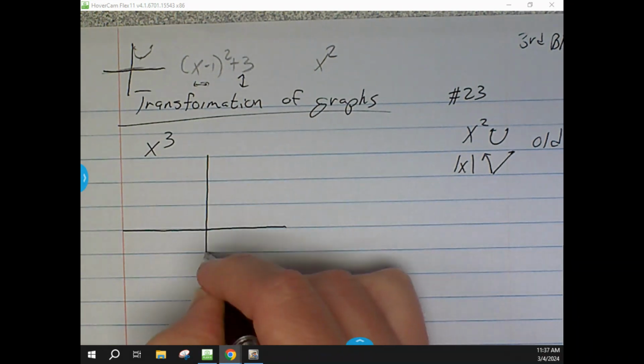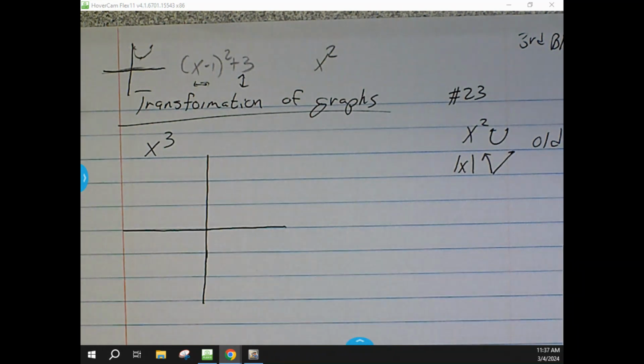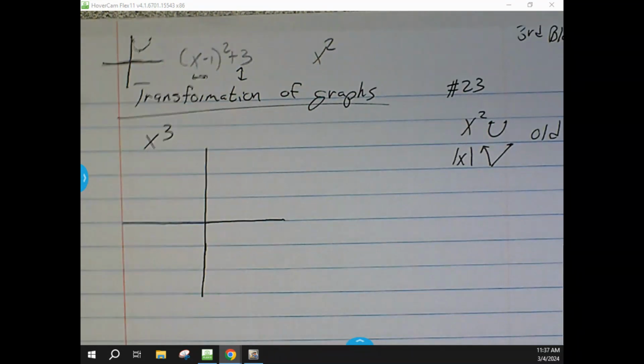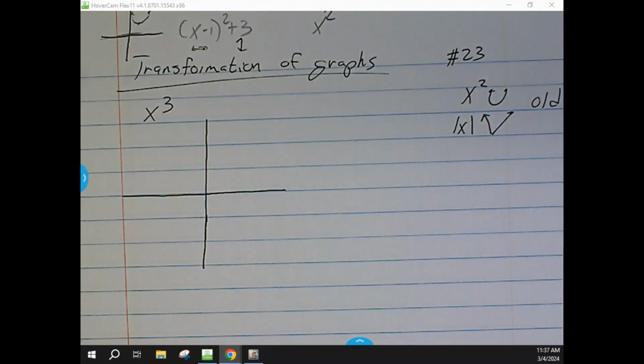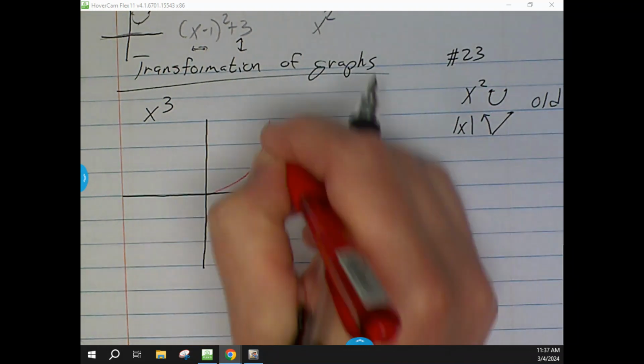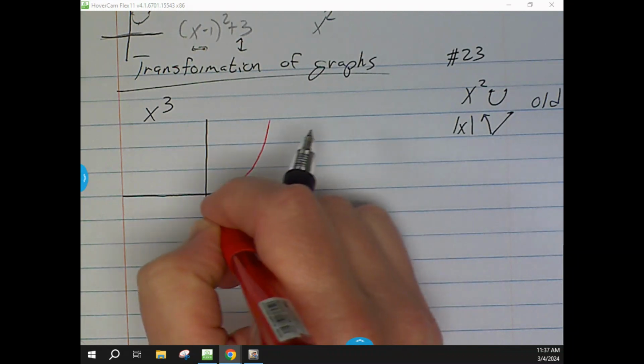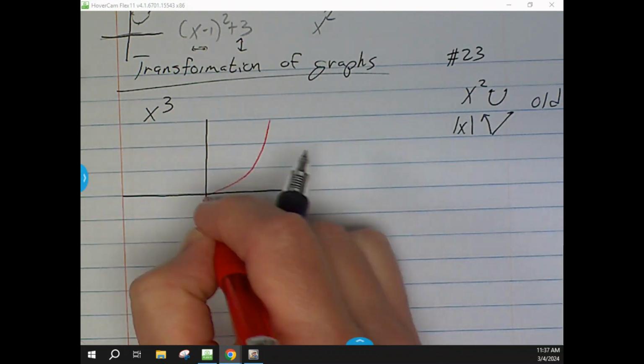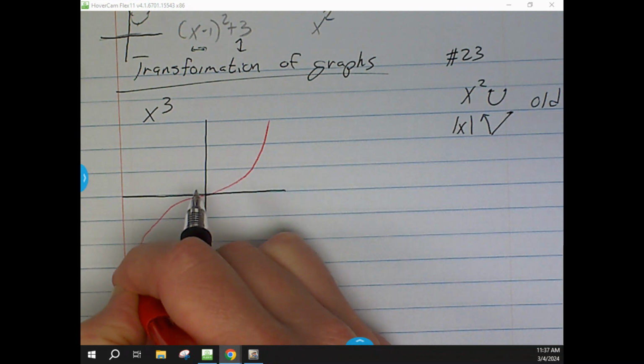Again, we're not going to plot the points and go back and do all that. We're just going to say here's what the basic shape of it looks like. So for x to the third, if we don't do anything to it at all, it looks like x squared because it curves, it comes down. But instead of going back up to be positive, x to the third, it's still going to continue on to be negative.